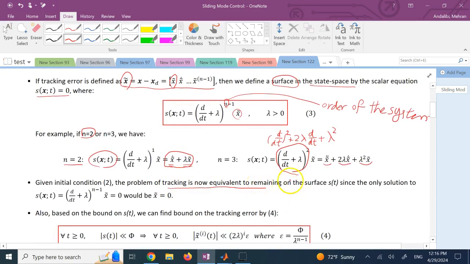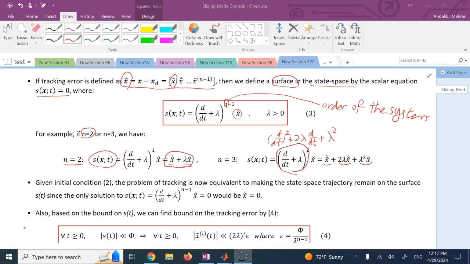To make the trajectory of the system in the state space stay on the surface S. Okay? Why is that? Let me show you. Because if I force the system to stay on the surface S of x and t equals 0, that means (d/dt + lambda)^(n-1) times x tilde, this whole thing is equal to 0, right? So now you have basically an ODE, an error dynamics.